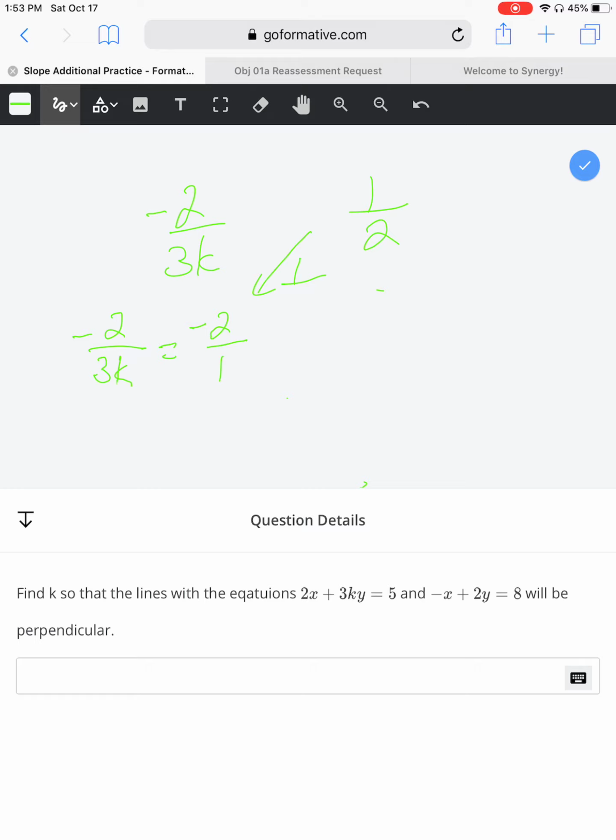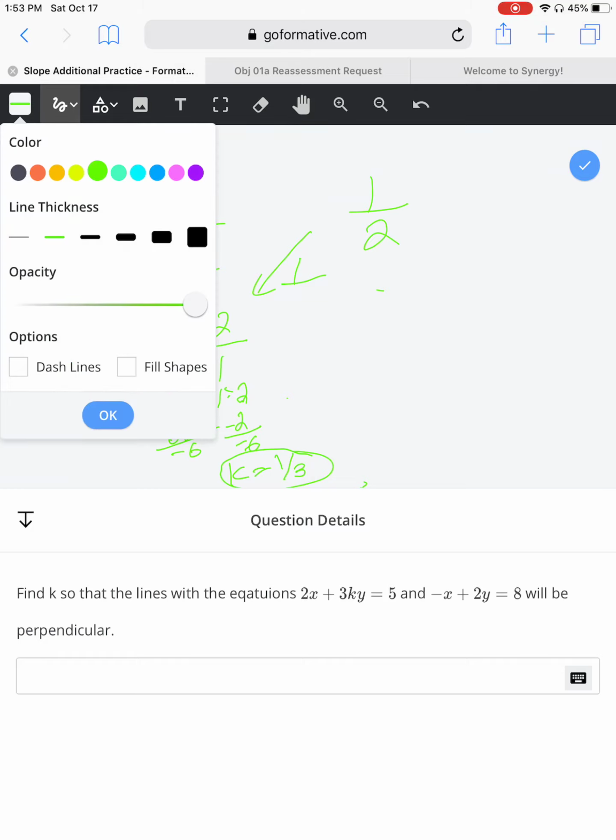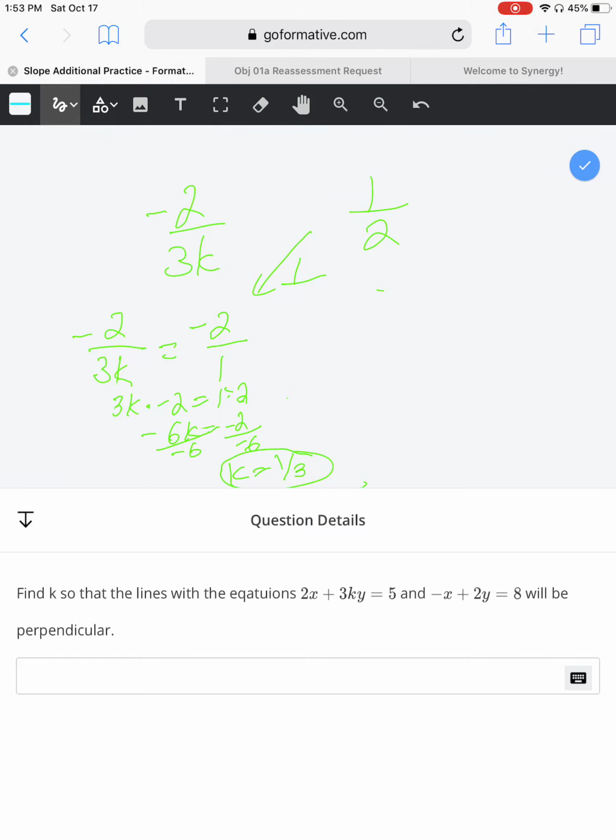and then you'd solve the same way that you solved the other one. So that's going to be 3k times negative 2 is equal to 1 times negative 2. Negative 6k is equal to negative 2. Divide by negative 6, and so you have k is equal to 1/3. Okay, this is just to show you a different way, so don't get confused.